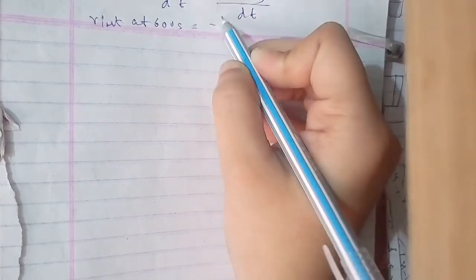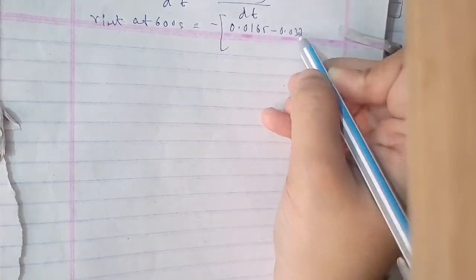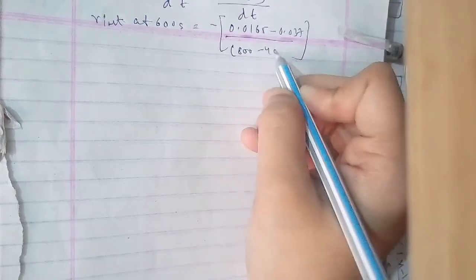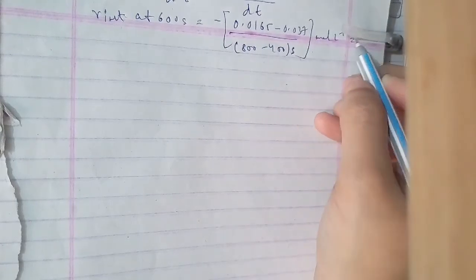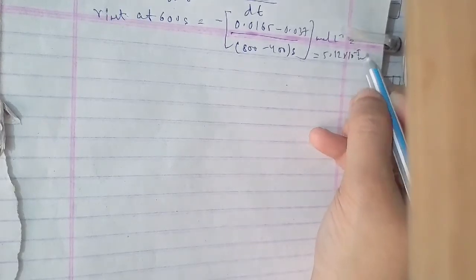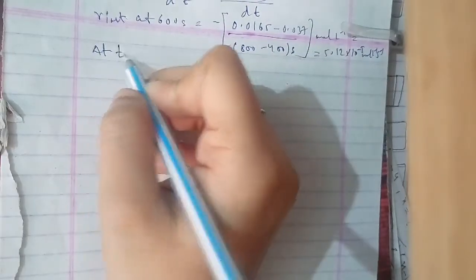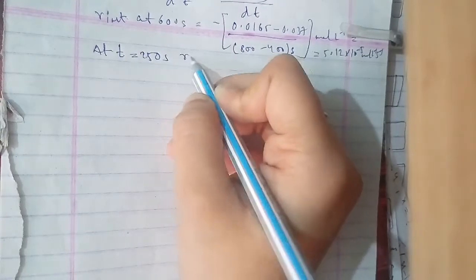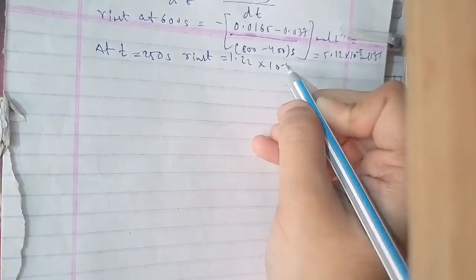At t equals to 250 seconds, r instant equals to 1.22 into 10 to the power minus 4 mole liter inverse second inverse. At t equals to 350 seconds, r instant equals to 1.0 into 10 to the power minus 4 mole liter inverse second inverse. At t equals to 450 seconds, r instant equals to 6.4 into 10 to the power minus 5 mole liter inverse second inverse.